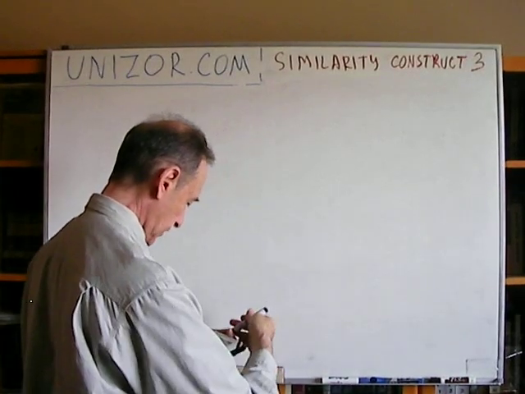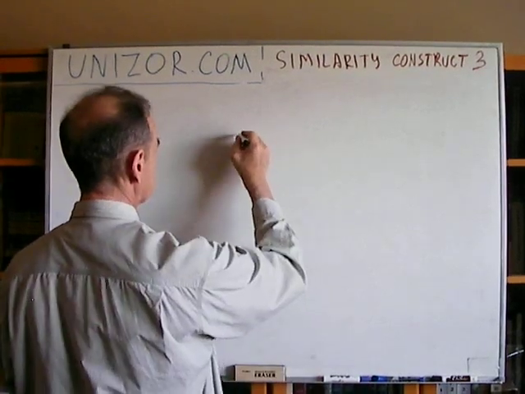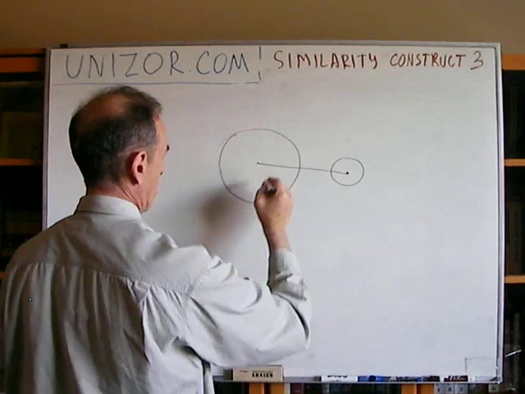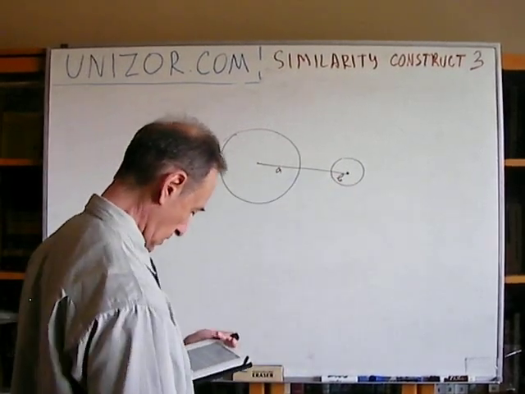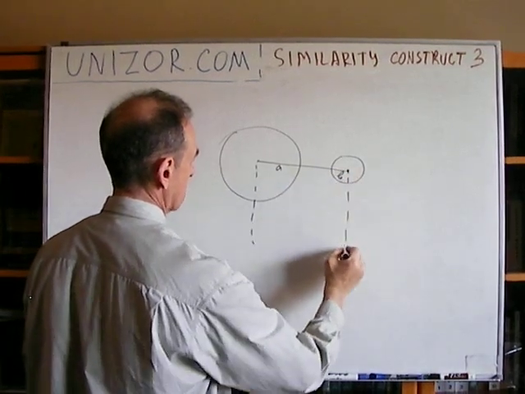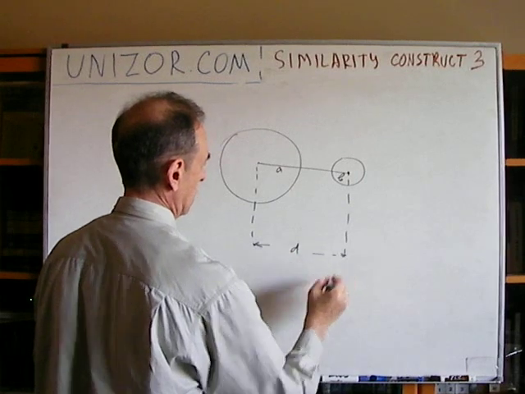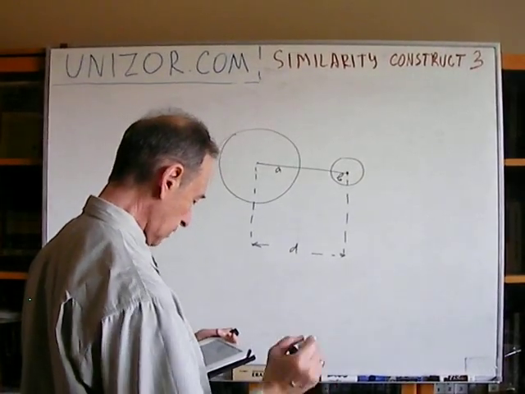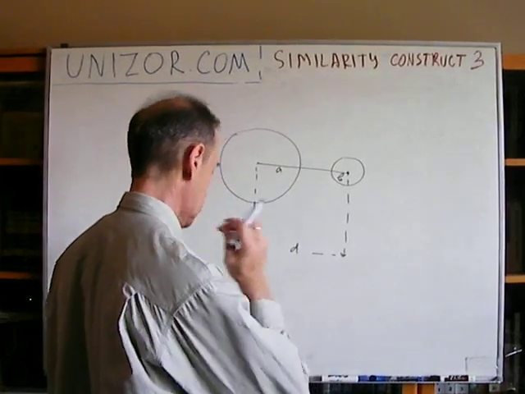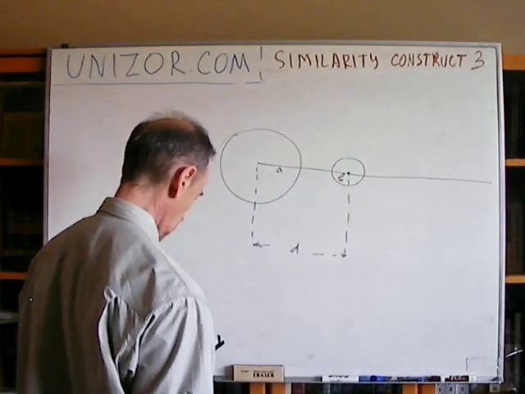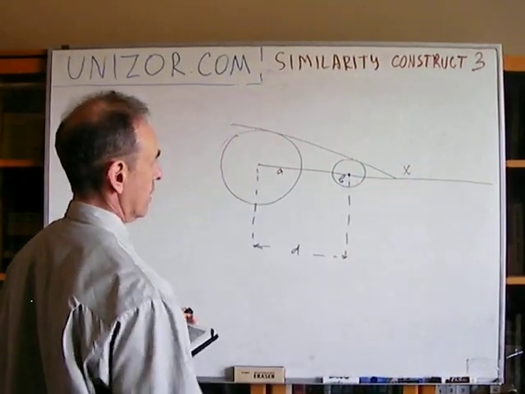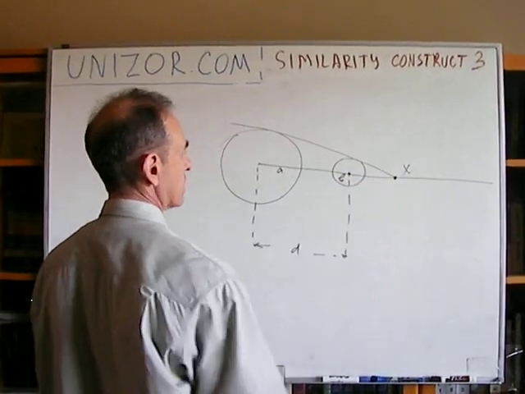Given two circles of different radiuses, A and B, this is A, this is B, and the distance between their centers, D. From this to this, we have D. Expressed as an algebraic formula, find the length of a segment from the point of intersection between the center line, so I have to continue the center line, and the common exterior tangent. So I have to basically find algebraically the position of this x.